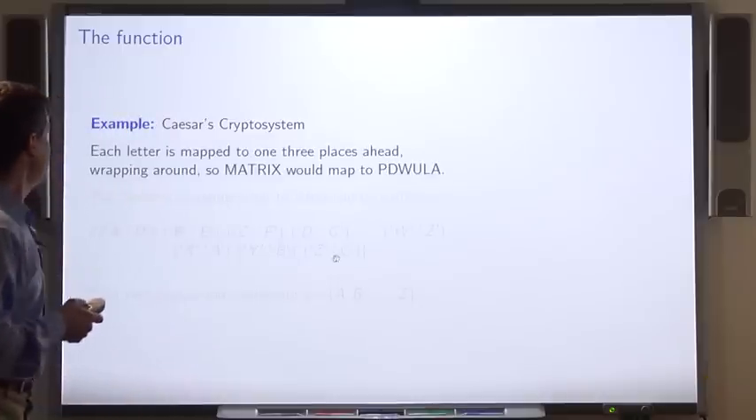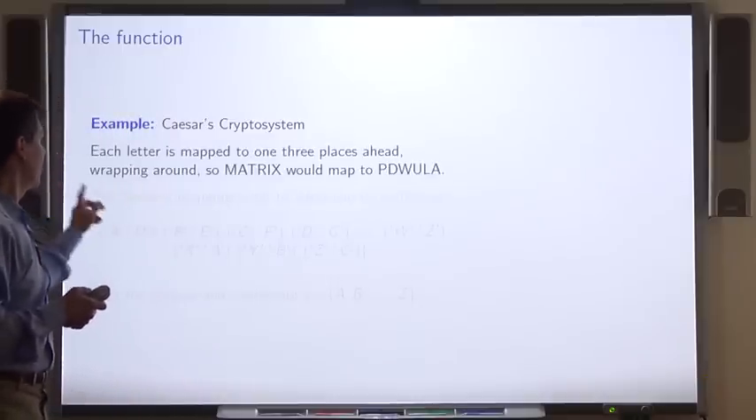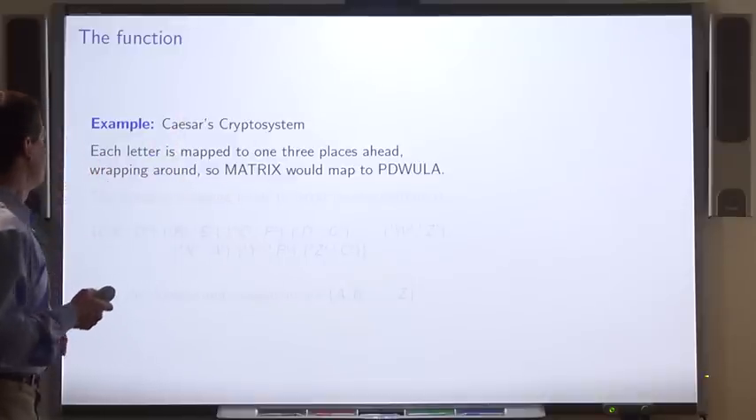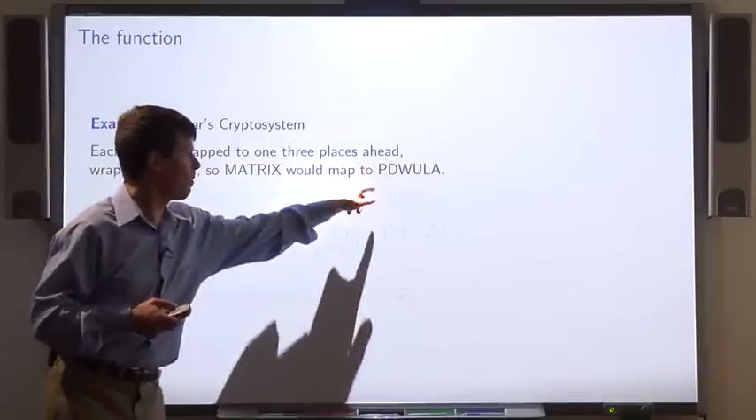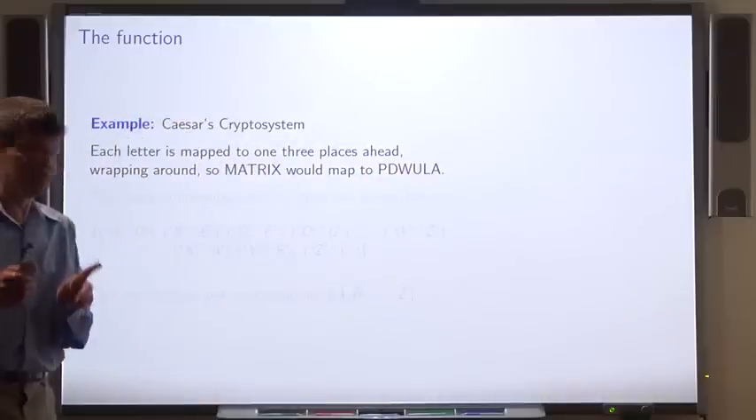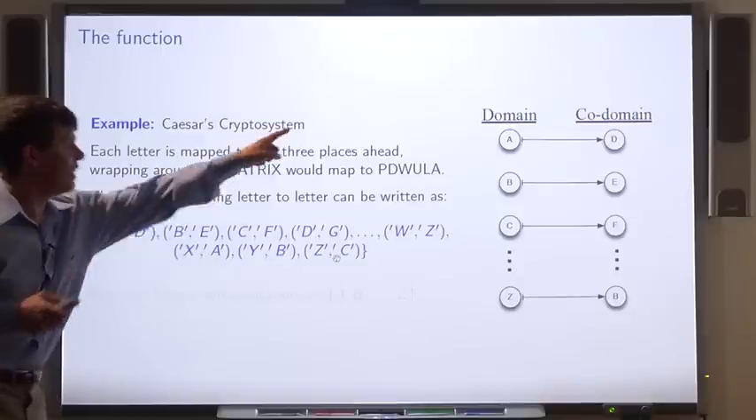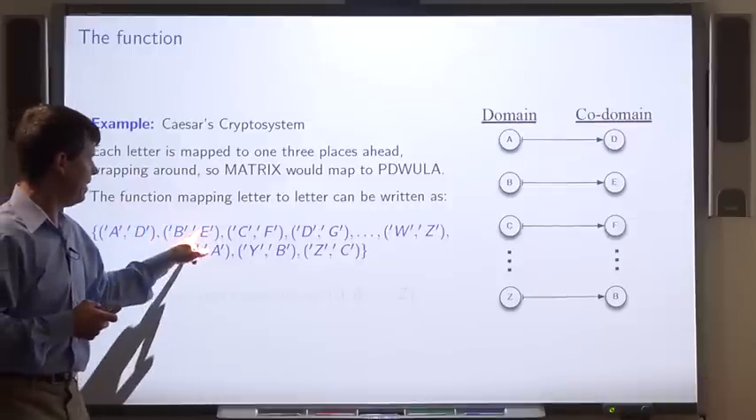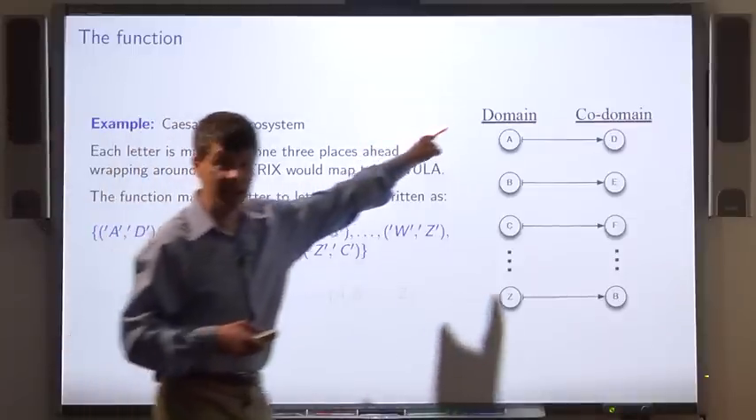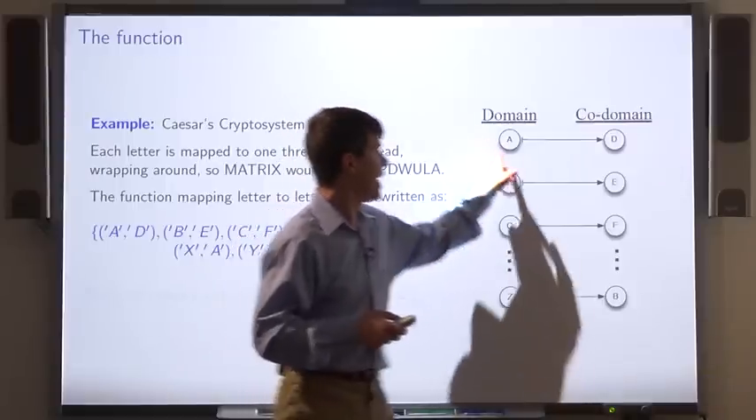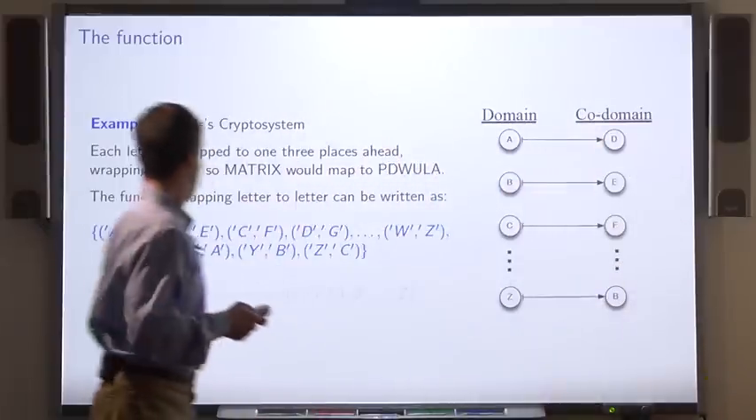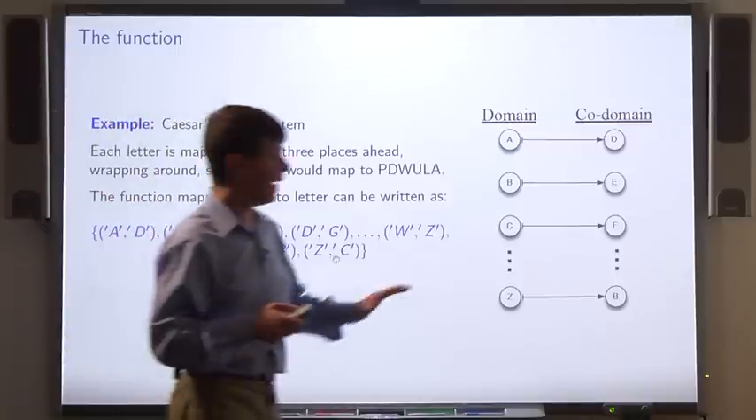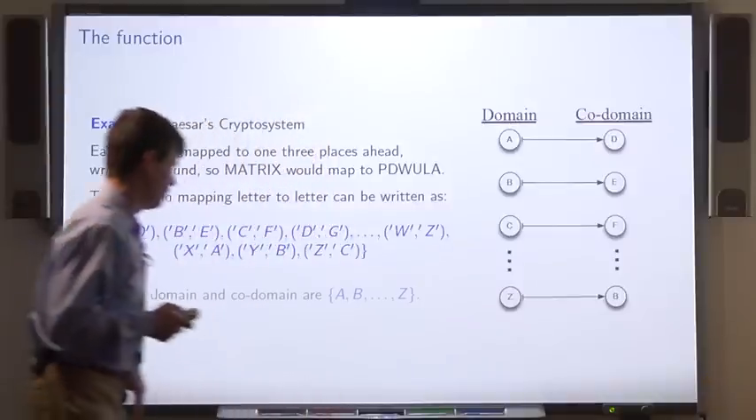Here's a quick example. Caesar cryptosystem. The Caesar cipher. Each letter is mapped to the one 3 steps ahead. So matrix would map to pdwula. So the function mapping letter to letter can be written in this way. It maps A to D, B to E, C to F, and so on. And we might use a diagram like this to represent that same function. A maps to D, B maps to E, and so on. In this case, both the domain and the codomain are the letters A through Z.